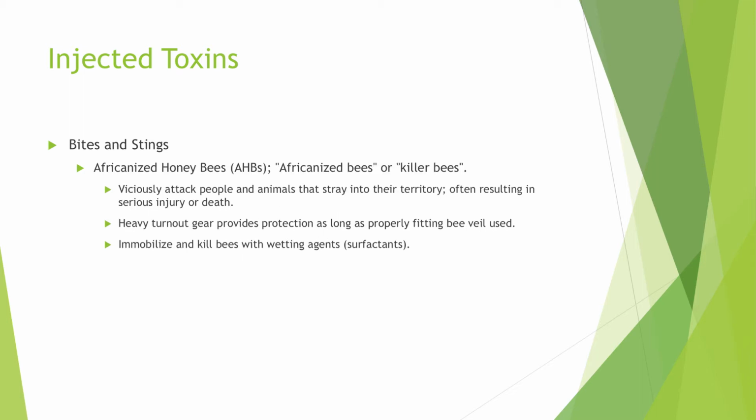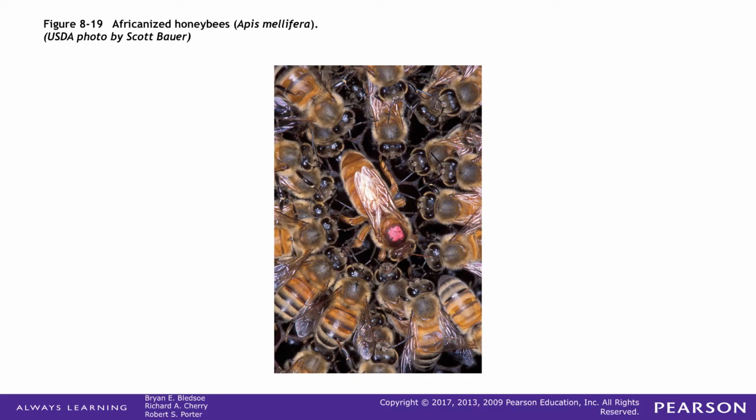African honeybees, or killer bees, or whatever you want to call them, viciously attack anything that strays into their territory. They're very territorial, and you get numerous bee stings because they attack you as groups. That's why they're so deadly, because they attack in groups and packs when you get too close. You need protective gear as well as a properly fitting bee veil. Immobilize and kill the bees with a wetting agent like surfactants. This is what they look like. They look pretty much like any other honeybee. How do you tell? It's hard to tell.